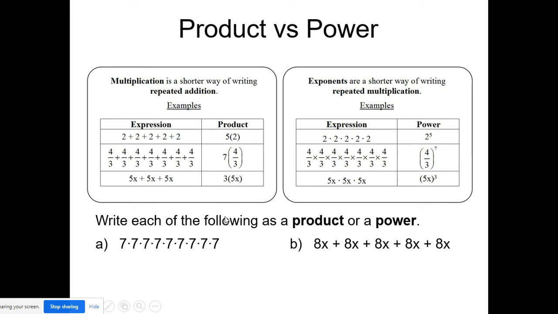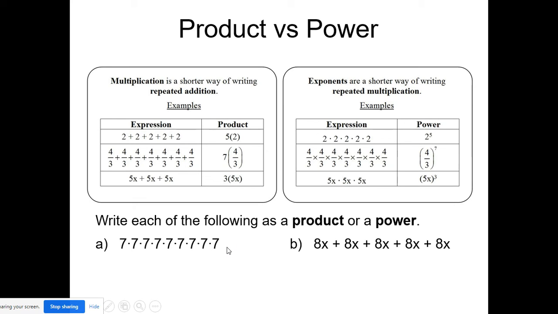It says write each of the following as a product or a power. So for the first one, I have 7 times 7 times 7 times 7 times 7 times 7 times 7 times 7 times 7. That's a lot of sevens. There's actually 9 sevens there.